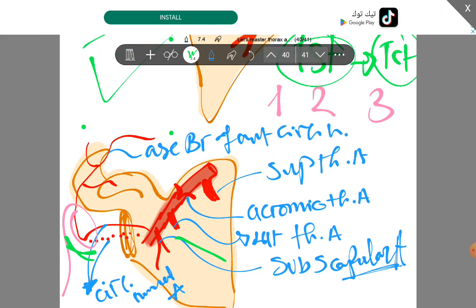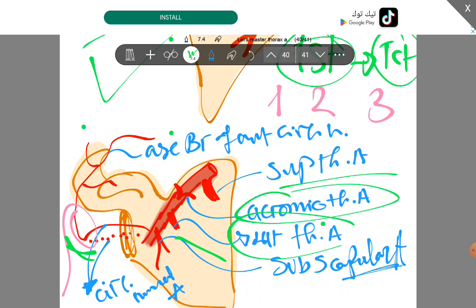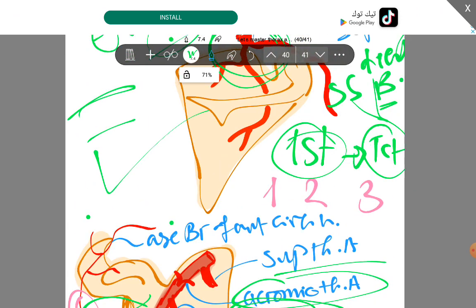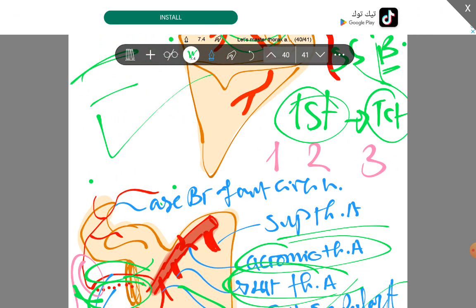Great. What about the branches? First part, 1 branch, the superior thoracic artery. Second part, 2 branches: the acromiothoracic that gives 4 branches, and the lateral thoracic. Third part gives 3 branches: anterior circumflex humeral, posterior circumflex humeral, and the subscapular. What about the anastomosis around the shoulder joint? We're talking the first part of the subclavian, suprascapular, and then the second part of the axillary.